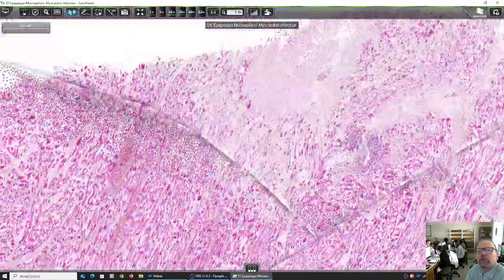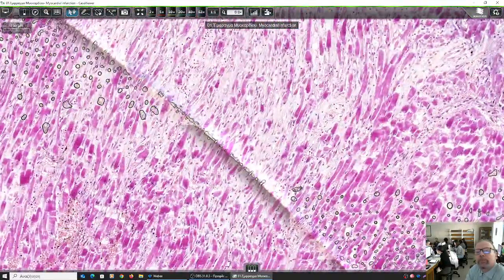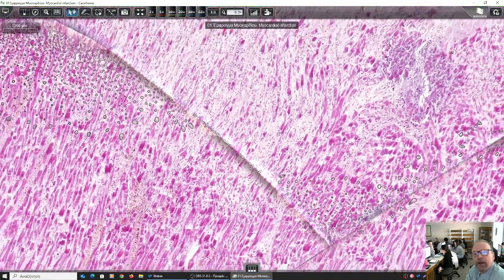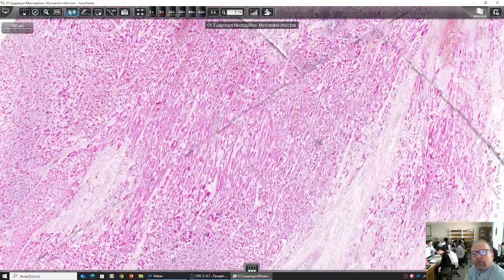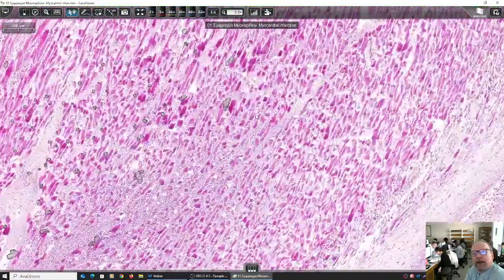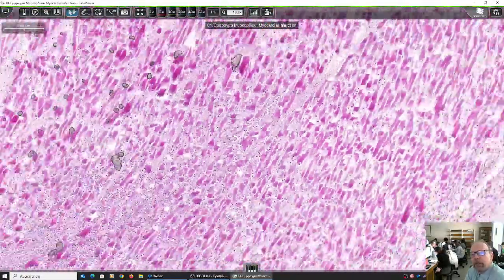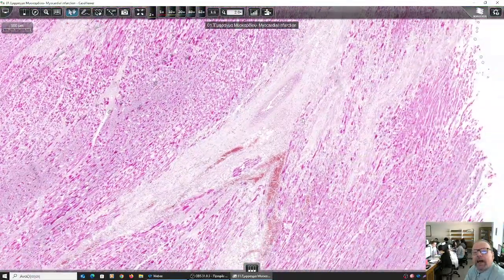Let me show you. You see how fragmented they are? Because they are dead. They are necrotic. Okay? So, that was the area of acute infarction. And there is another feature in the slide.